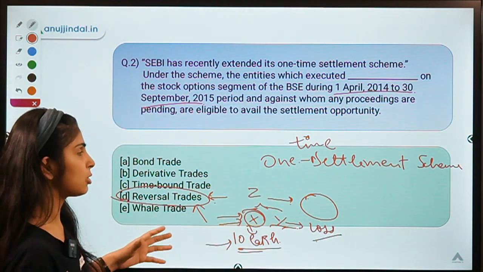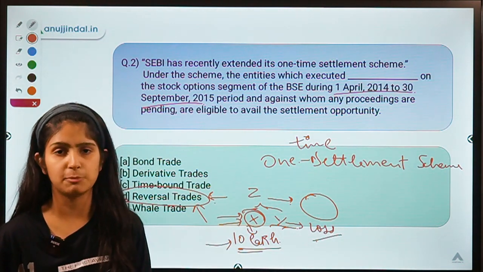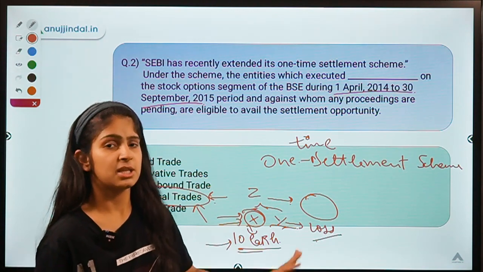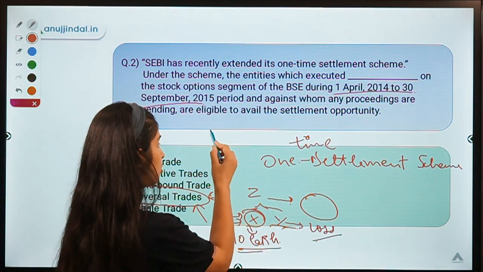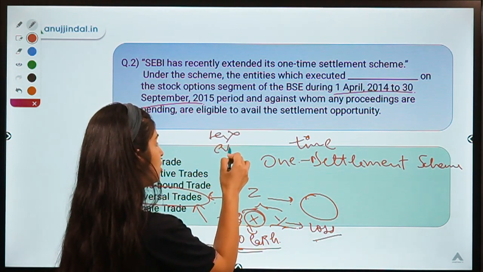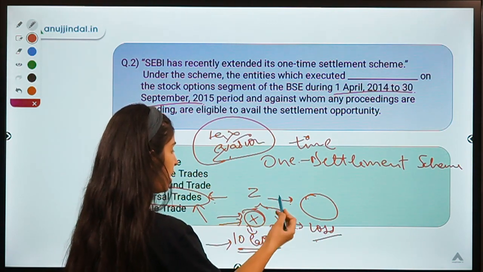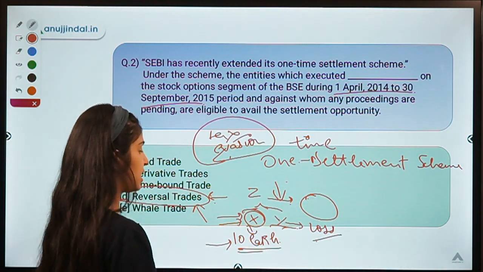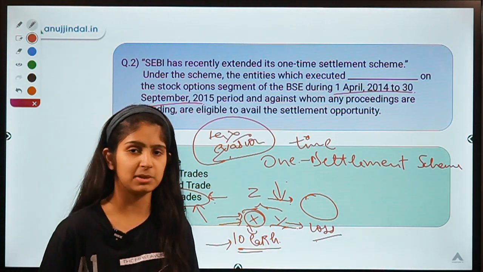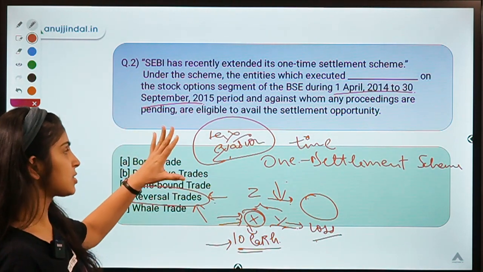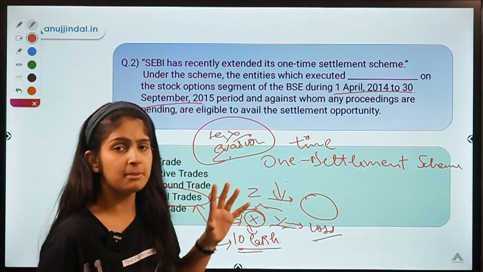So basically, this sort of trades which many brokers carry out to fulfill certain objectives of their clients, such trades are not valid, because obviously they are being done with the purpose of tax evasion. Y wants to reduce the tax burden, whereas X does not want to pay tax on the black money he has, right? So tax evasion is the major purpose here. That is why these reversal trades are getting punished.